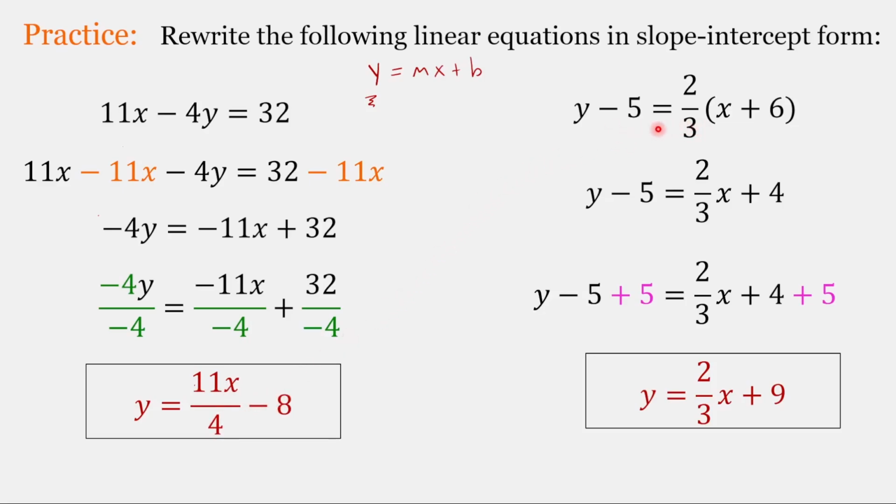And then for the second problem, we have y minus 5 equal to 2/3 times the quantity x plus 6. So my first step in a problem like this is to use that distributive property and multiply 2/3 to the quantity x plus 6, resulting in 2/3 x plus 4. We already have the 1y, so we have y minus 5. To undo this subtraction of 5, we're going to add 5 to both sides, giving us y equal to 2/3 x plus 9.